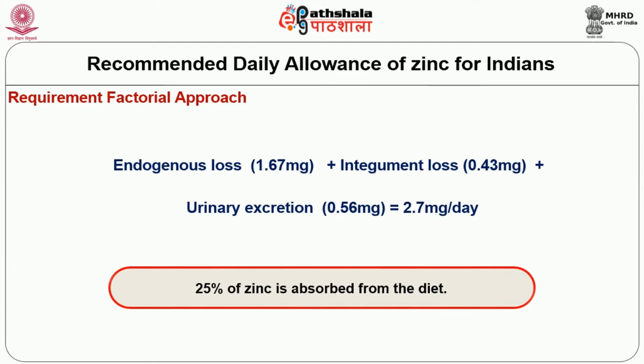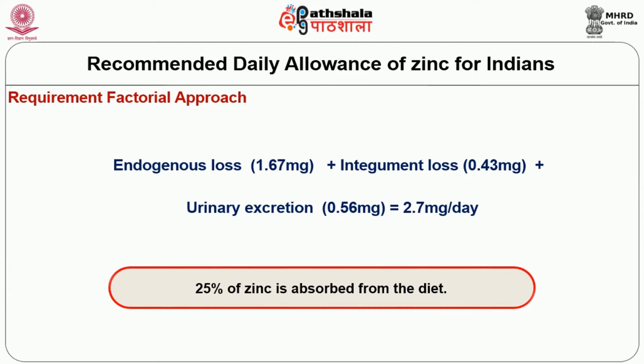Now, to get 2.7 milligrams from the everyday diet, you know that you have a diet which is very complex, and not all the zinc present in the diet is absorbed because it forms so many complexes with the ligands of the diet, which makes it unavailable.